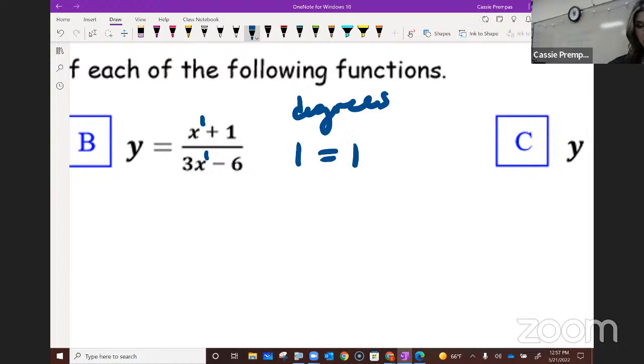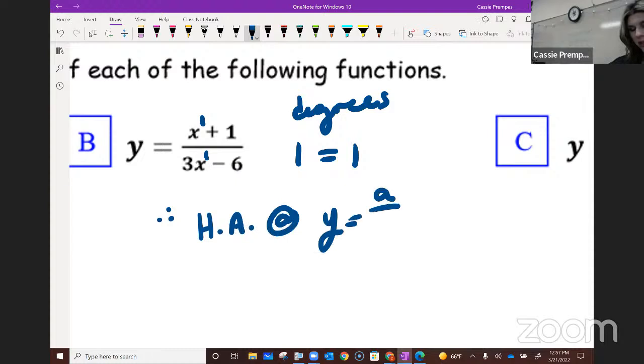So looking at the 3 cases, this is going to match case 2. Therefore, we're going to have a horizontal asymptote. Case 2 says y equals a over b. Do you know where we get a and b from this equation? The coefficients, awesome. So I'm going to take the number 1 because that's in front of the x. And what's in front of the x in the denominator? 3. So our horizontal asymptote is going to be y equals 1/3.